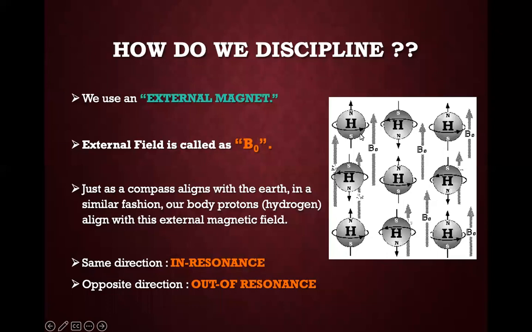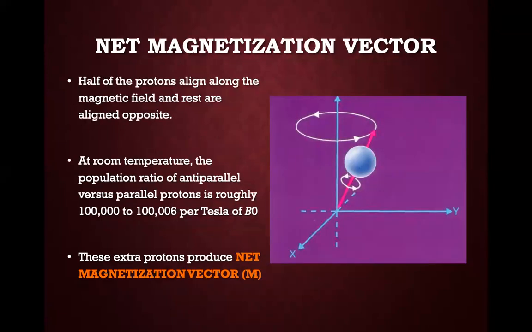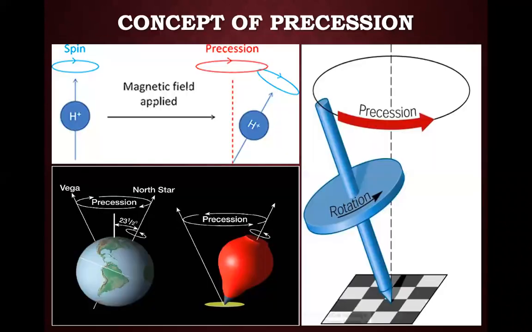Now, for example, in this picture, this atom, the third atom, this atom are all in the direction of the field, which is called in resonance. There are a few which are always rebellious, just like Amir Khan, who are against the field. These are called out of resonance. The number of atoms in resonance minus the number of atoms out of resonance generates the net vector, which is the direction in which the tissue is generating a vector.